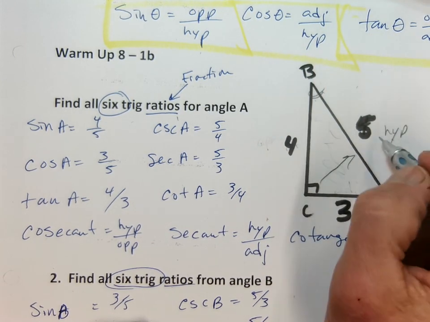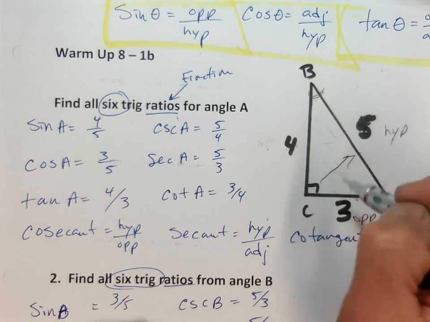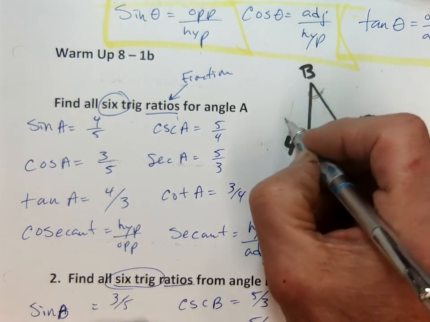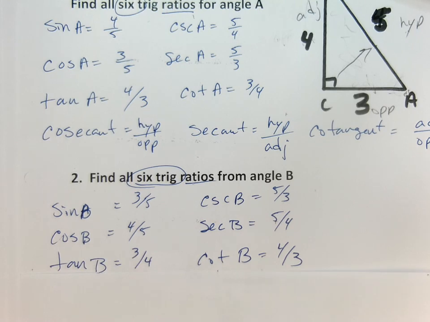You have 5 is still the hypotenuse. It's the longest side, opposite the 90. And then you have this side, which is next to you, called the adjacent side. Okay, so then we just did the same thing with our angle B, and we set up all 6 trig ratios. So there they are.